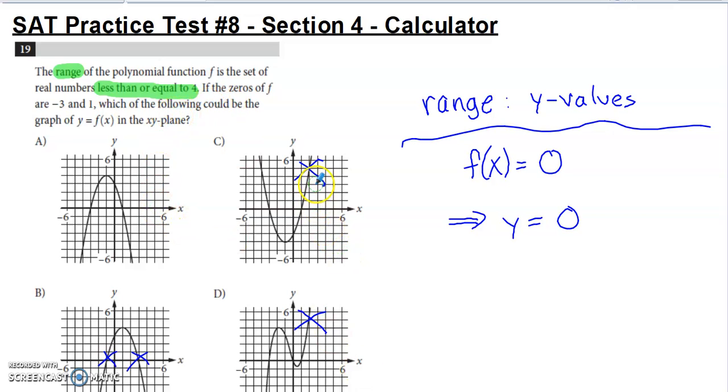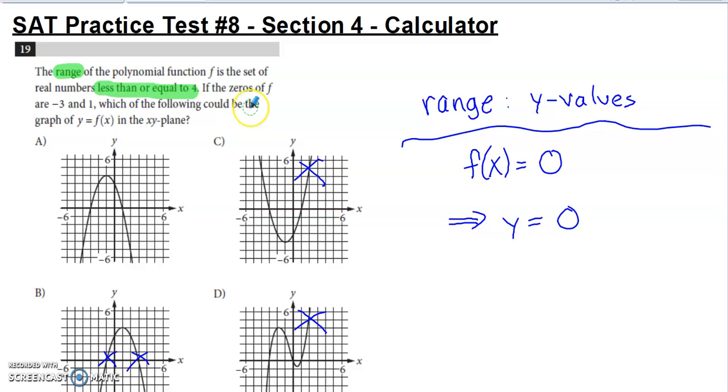So if you look at option C, we've got y values on this graph here and again over here where they're above 4. So option C is out, same for option D. Option D goes up above 4 on this little stretch here. So options C and D are out because they do not have the range that we're supposed to have. Options A and B are okay. It looks like they get up to 4 for the high y value, but they never exceed 4.